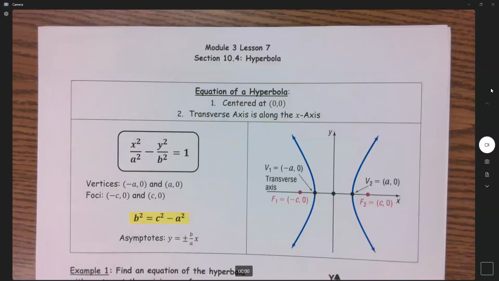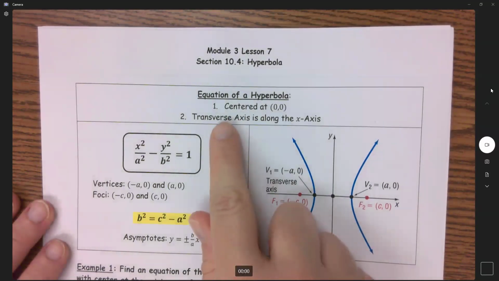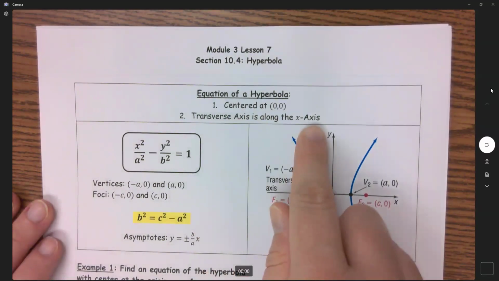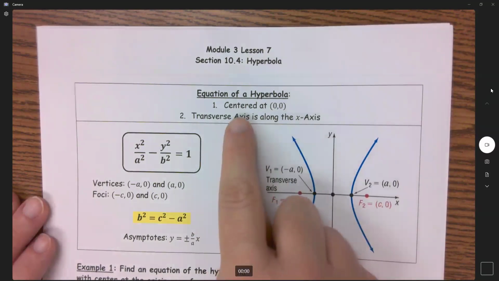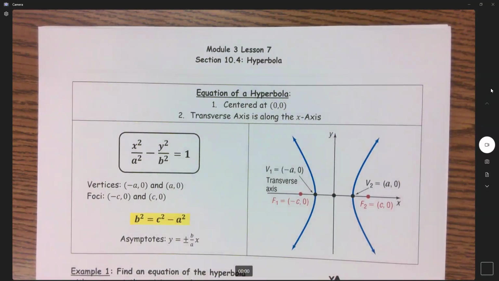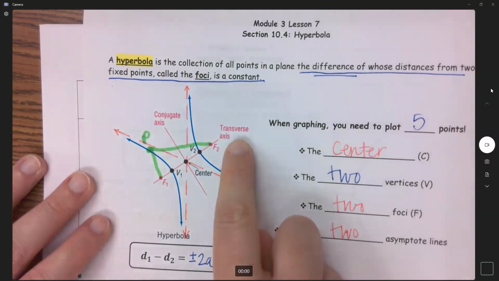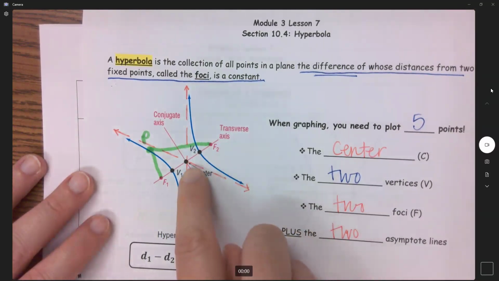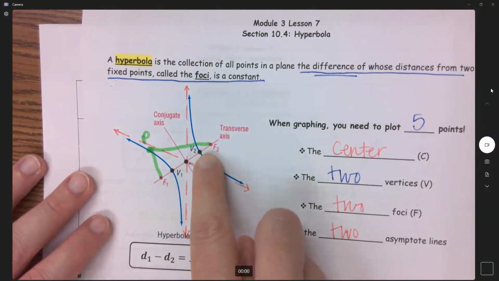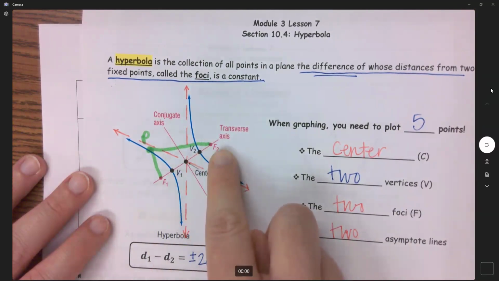We're going to go over several versions of our hyperbola formula in this lesson, but in this video, we're going to specifically focus on hyperbolas that are centered at the origin and that have a transverse axis along the x-axis. And let me just kind of rewind a little bit. When I look at this, what is my transverse axis? My transverse axis is what goes through the center, your two vertices, and your two foci.